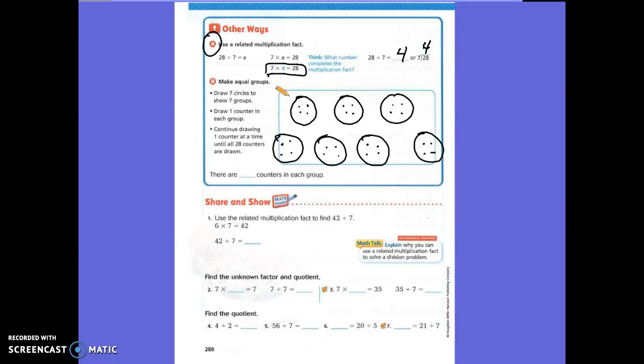Wait, 28? 28 divided by... How many do you have in each group? 4. Yes, you have 4 counters in each group.